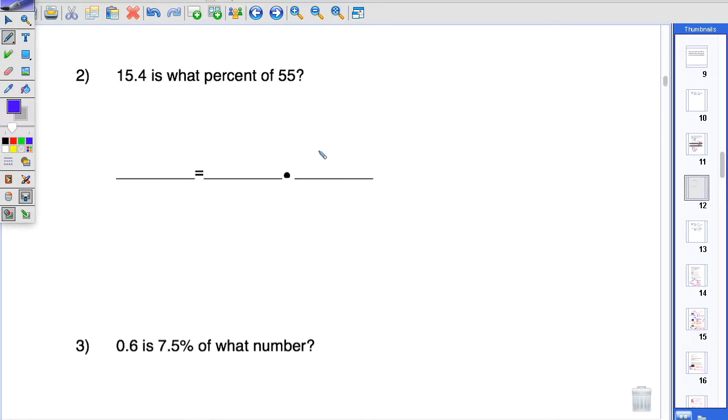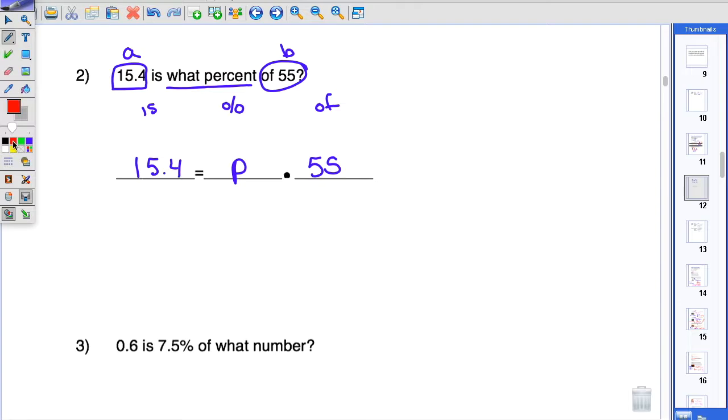Number 2. 15 and 4/10 is what percent of 55? So let's start by putting in our keywords: is equal to your percent times your of. And when we look inside here, we're missing our percent, so that's your P. Of 55, that's your B. And the 15.4 is your A.